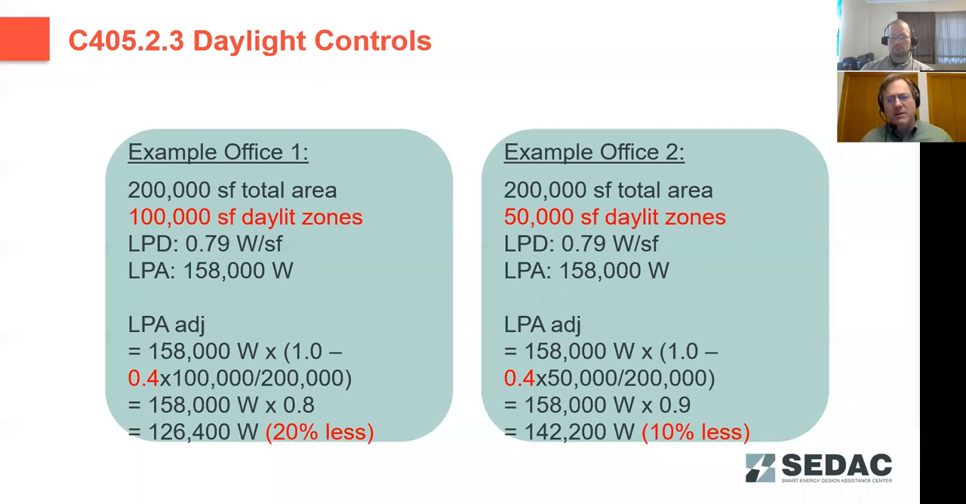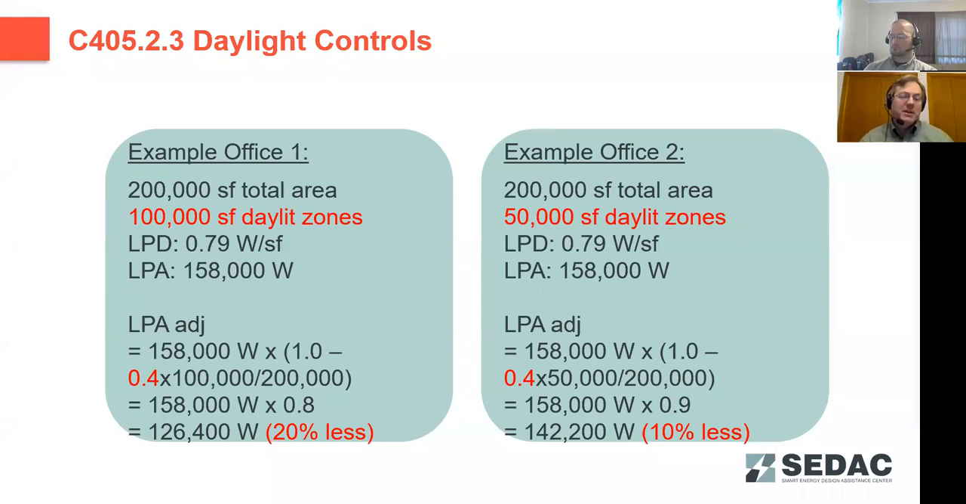So for a couple of examples, when you say weighted area, that can be a little tricky to understand. So here in the first example, we have 50% of our area in a daylit zone. And so we need to reduce the lighting power by at least 40% of the area, which is half. So half of 40%, I need to reduce by 20%. So in this example, if I'm able to reduce the connected lighting power down below 126,400 watts, I'm done for daylight responsive controls.